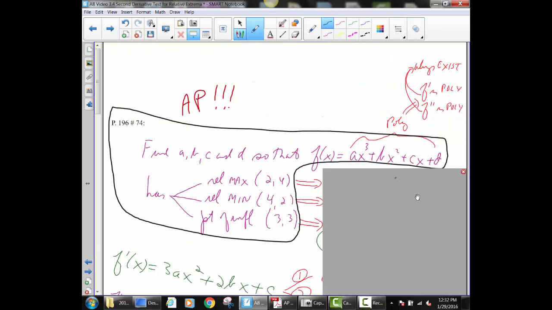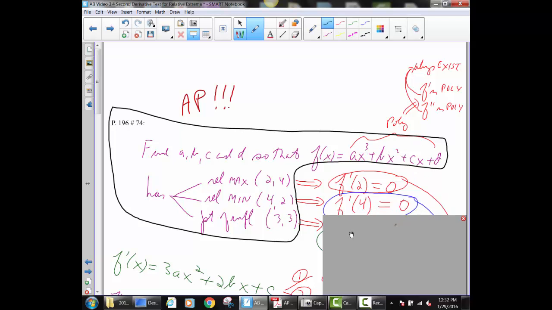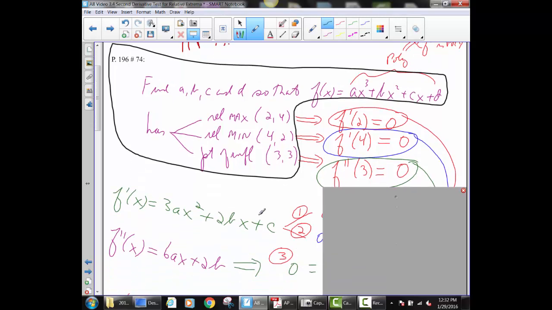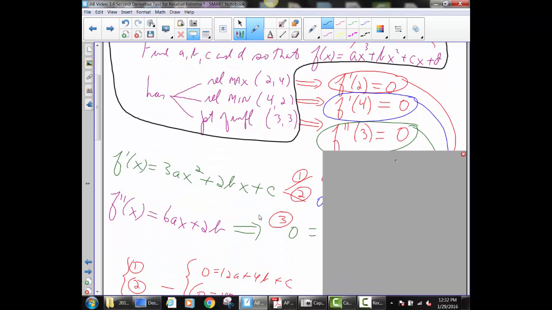And this is a tricky question from the AP. Find A, B, C, and D so that this function has a relative max at this point, relative min at this point, and a point of inflection. Well, here's what happens. If there's a max at 2, that means f prime of 2 equals 0. Can't be undefined because it's a polynomial. All the derivatives are polynomials. If there's a min at x equals 4, f prime of 4 is 0. If there's a point of inflection at 3, 3, then f double prime of 3 has to be 0. Again, the second derivative will never not exist.